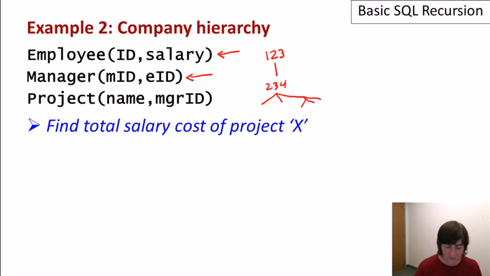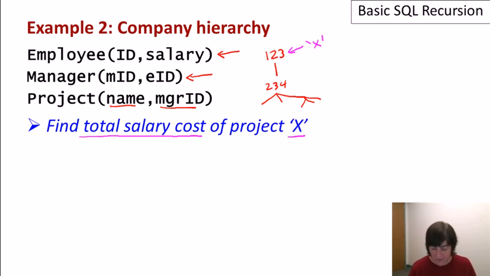And finally, we have a set of projects that gives the name of the project and then the manager of that project. The query that we'd like to run over this database is to find the total salary cost of a given project, let's say project X. For example, if 123 happens to be the manager of project X, then the total salary cost would be 123's salary plus 234's, and so on down the hierarchy. So I'm not even going to try to write a SQL query here.